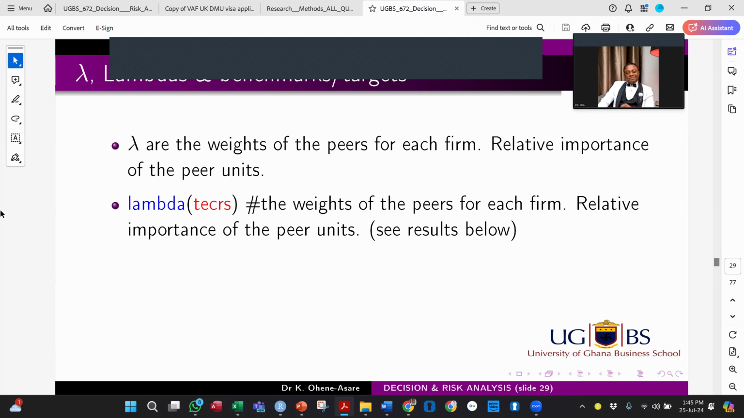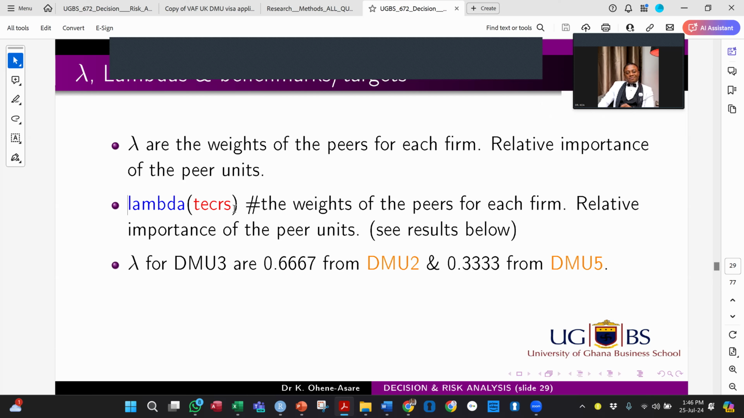So watch it. When you type this command, which we have done already, it will give you the lambda for each. And the lambda is a weight. It gives you the lambda of the peer for each firm. Remember, the lambda is the weight of the peers. So who is your peer? If your peer is me, if your role model is me, then my weight for you, that's a lambda. Okay. So let's go to DMU3.